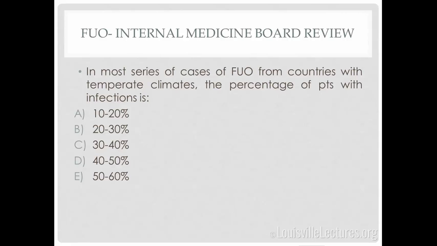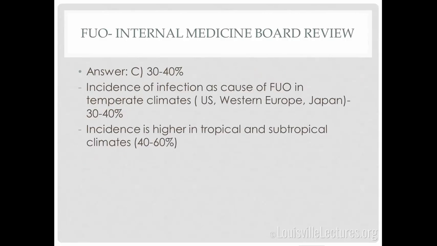All right. So the answer is actually 30 to 40%. So in a series where they looked at this, in the U.S., Western Europe, Japan, so temperate climates, it's 30 to 40%. The incidence seems to be higher in tropical and subtropical climates because you run into a whole host of different things. So incidence of TB, for example, is higher in these tropical and subtropical climates, and that's why you have a higher percentage of infection as causes of FUO.